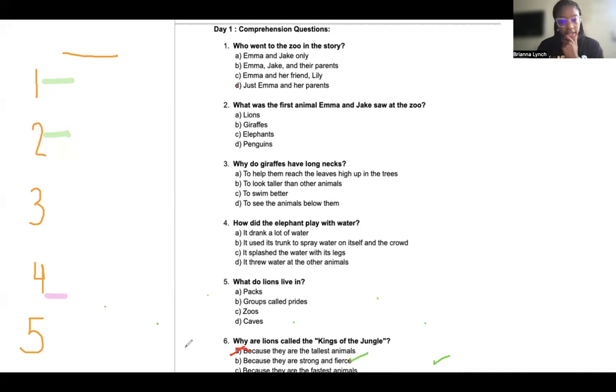And then they said because they are the fastest animals. Nope. And whatever your D says, go ahead and cross that D out because we found our right answer. Okie dokie. So I'm gonna use my green colored pencil and I am going to circle my B. There was a lot of B's on here. I guess the favorite letter was B. All right.